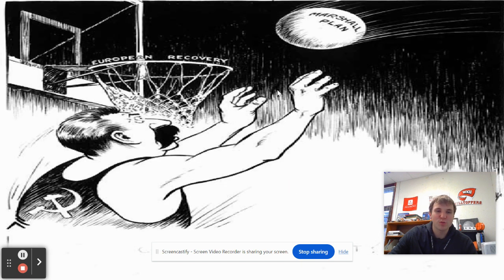Okay, Marshall Plan. So this shows you about Stalin and the USSR. Here's the Marshall Plan, and normally in my room I do this with the goal. The Marshall Plan, it's coming, it's coming, it's coming to save Europe and help it recover. And standing at the rim with his mustache is Mr. Stalin, who is about to block this and send it back.